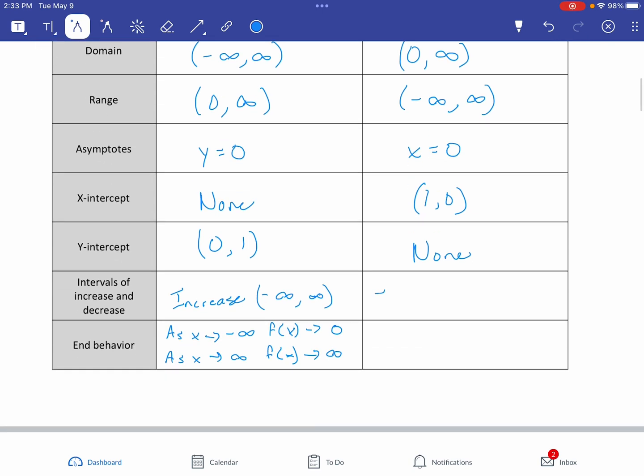The graph is increasing over the domain of 0 to infinity. And the end behavior. So as x approaches, now this time it's not negative infinity because it doesn't go that far. It approaches 0. As it approaches 0, the graph goes down towards negative infinity. As the graph goes to the right towards positive infinity, the graph is also going up towards positive infinity. And there are my characteristics of an exponential and a logarithmic or an inverse equation.